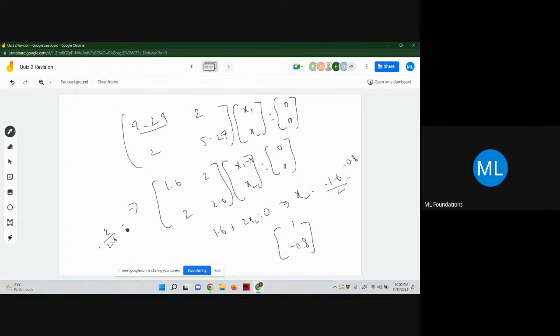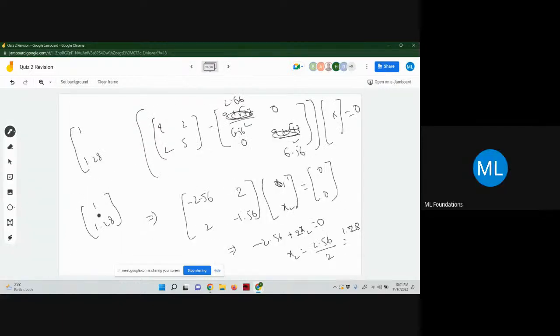2 by 2.6, what is it? Something around 0.8 should come. Yeah, something around 0.769. The thing is, this 2.4 is not exact value. Correct. If you are taking this 2.4 to be exact, you'll be getting this 0.8, and then this 0.7 to be approximately very close. Okay. Got it. So now we have here 1.28.